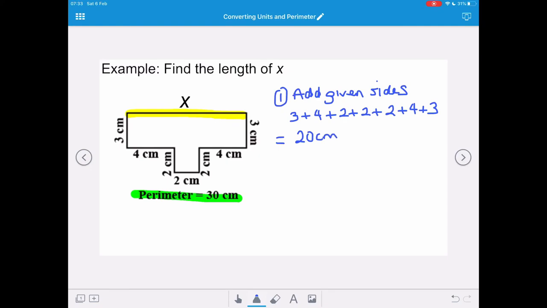Now, what we need to do to work out the length of x is subtract the given sides' total from the perimeter. So we're doing 30 take away 20. And that will give us the length of x, which is what we're being asked for in the question. So x equals 30 take away 20, and that equals 10 centimetres, which is our final answer.